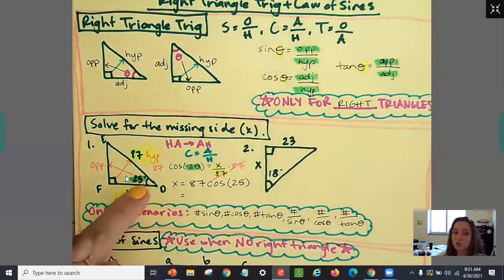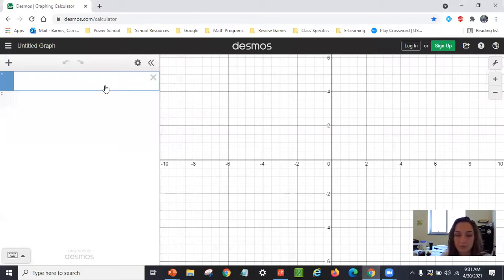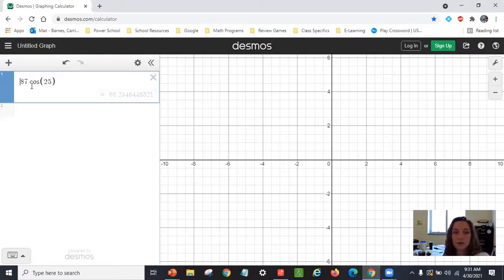We can tell because it's 25 degrees. It has that little degree symbol. So let's go to Desmos. We're going to type in 87 cosine of 25. Okay. And whenever we do that, we're going to get 86.234. But I'm going to go ahead and tell you right now, most defaults are in radians. So we need to go make sure that this is not in radians.